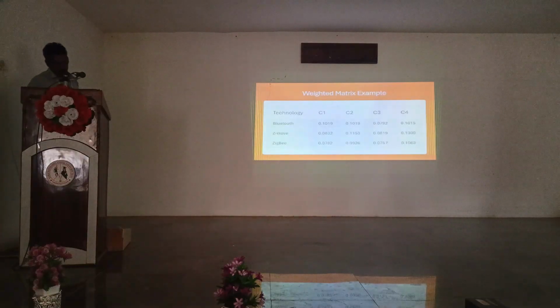Weighted matrix. This slide shows the weighted normalized matrix. Each value represents the weighted contribution of a criterion for a particular technology. These values are used in the next step to determine the ideal and negative ideal solutions.